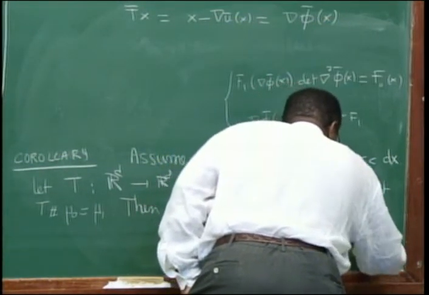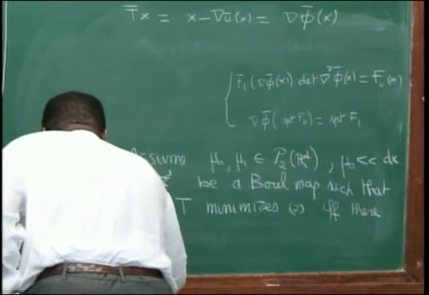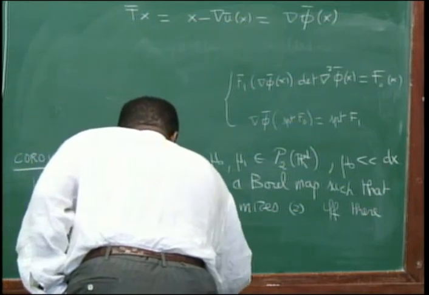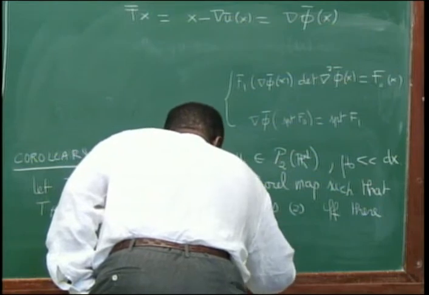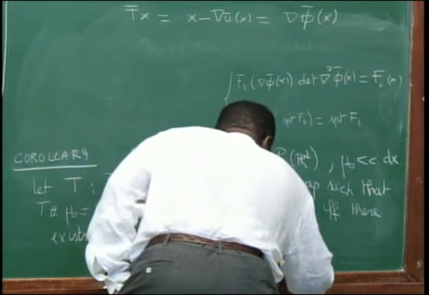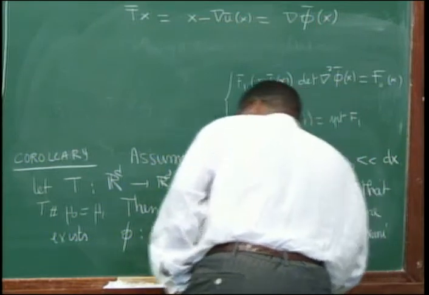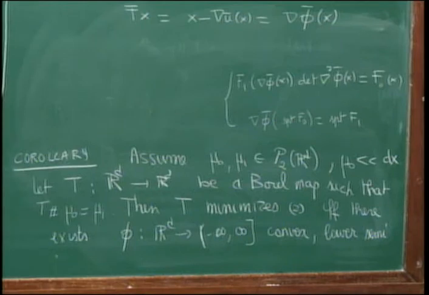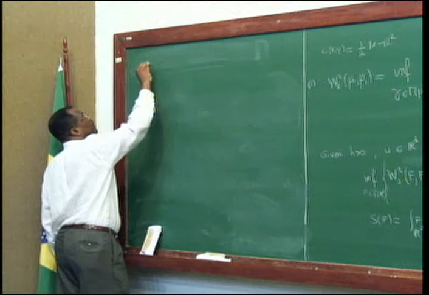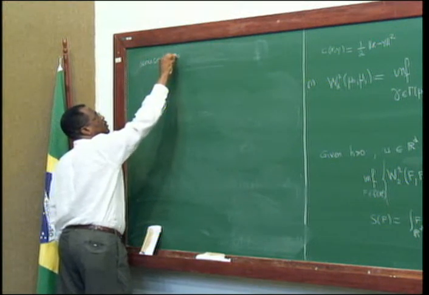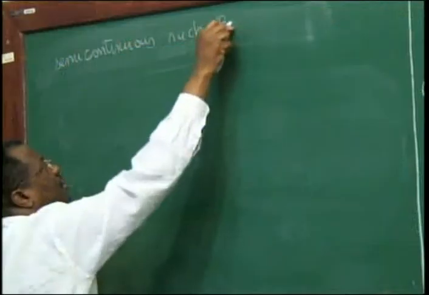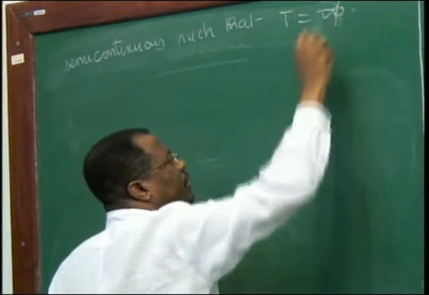if and only if there exists a function phi from R^d to negative infinity plus infinity, convex, lower semi-continuous, such that T is the gradient of a convex function.